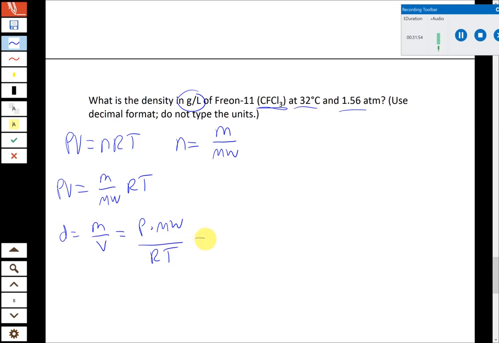And so we're just going to put in the numbers. Since we're using R, pressure has to be in atmospheres, and temperature always has to be in Kelvin, so we're going to use the pressure directly that's given to us, 1.56 atmospheres. We need the molar mass of CFCl3. I'm not going to go through the calculation of that, but it's carbon plus fluorine plus 3 chlorines. So if you'll give me a second, that comes out to 137.36 grams per mole.